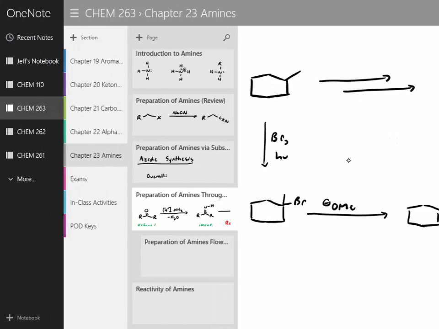All right, so let's make a reaction flowchart. We're going to try to piece a lot of these together that we've learned today and yesterday.